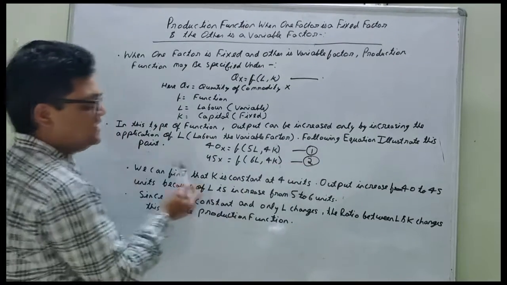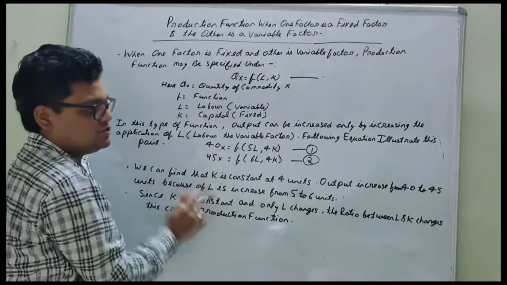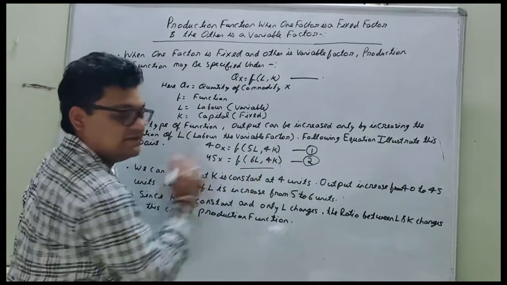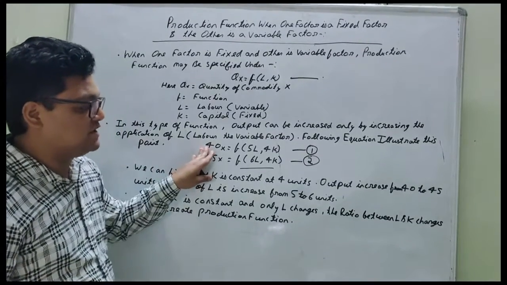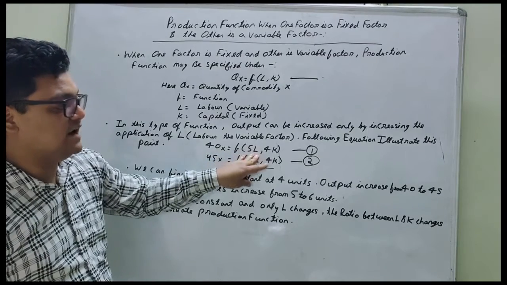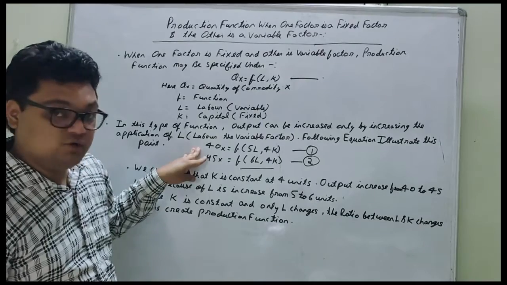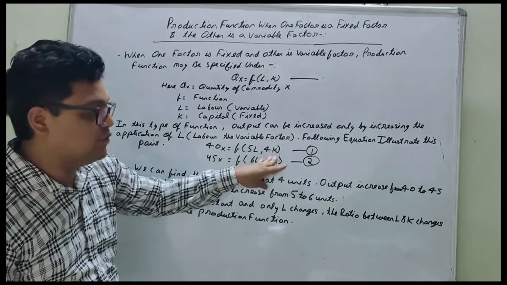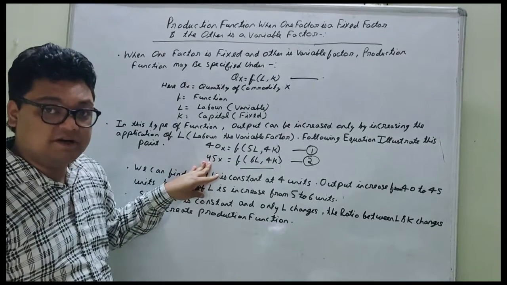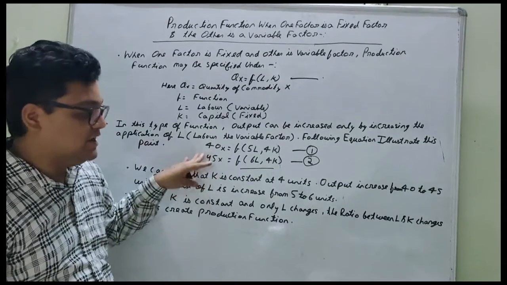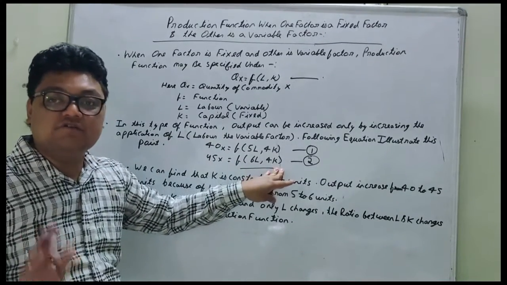The following equations illustrate this point. This statement can be understood by this illustration. Here I have made two illustrations. First is 40x = F(5L, 4K), which means 40 units will be produced by 5 units of labor and 4 units of capital. In the second, 45 units of commodity will be produced by 6 units of labor and 4 units of capital.